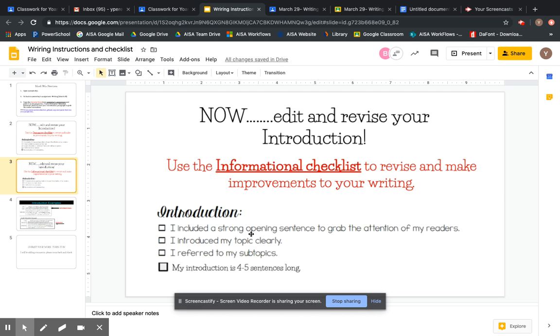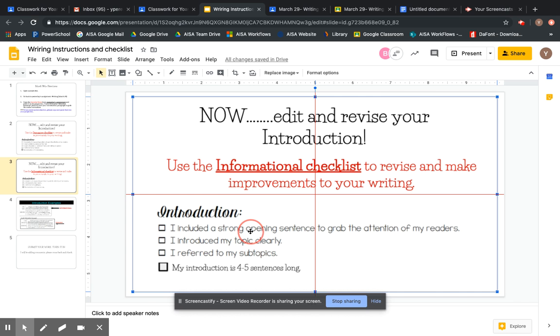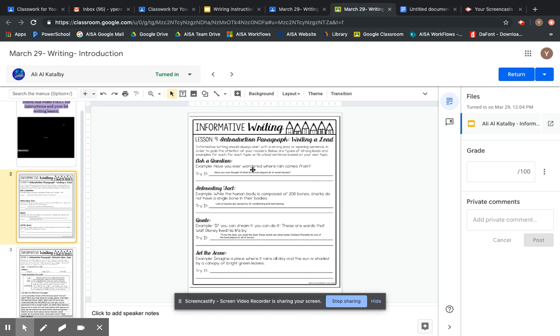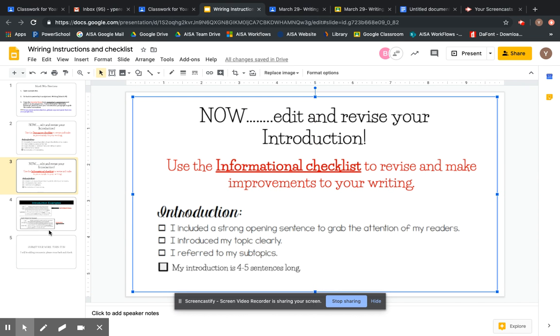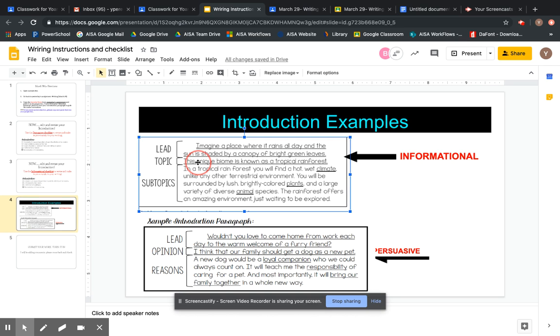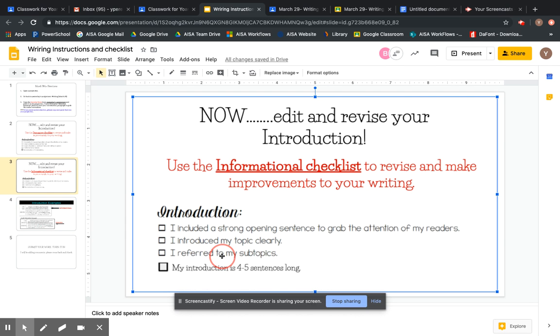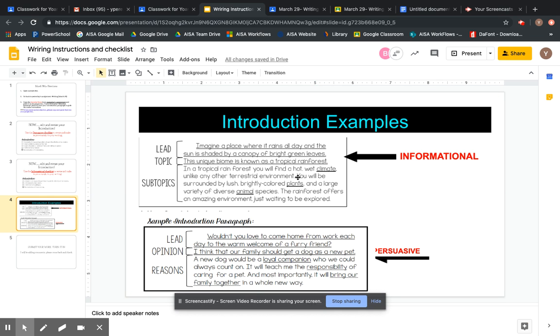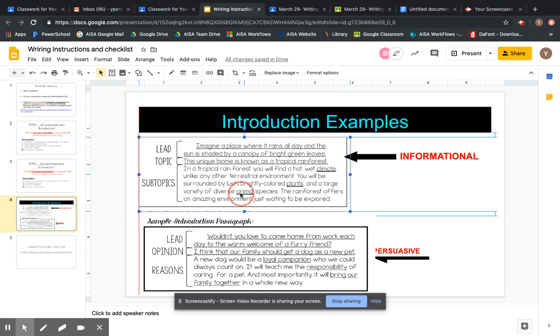If you have informational, you have a strong opening, which is your hook. Everyone should have that from one of these. Then you're going to introduce your topic clearly. So if I look at my example, you're introducing what your topic's about. Just introducing, nothing special. You're going to refer to your subtopic. So what are the 3 things you're going to teach us about in informational? So this person teaches about climate in the rainforest, plants in the rainforest, and animal species in the rainforest. You can clearly see them. You can even underline them for me in this first rough draft.